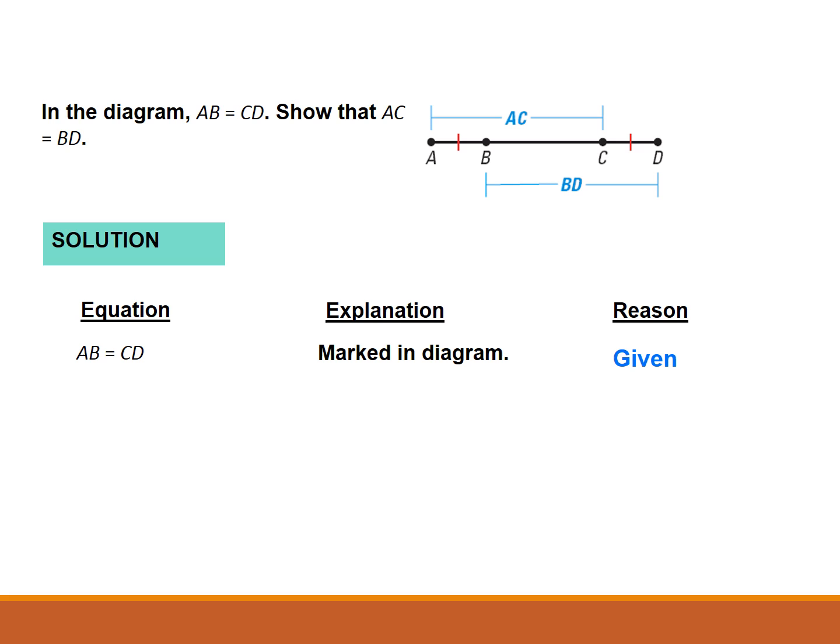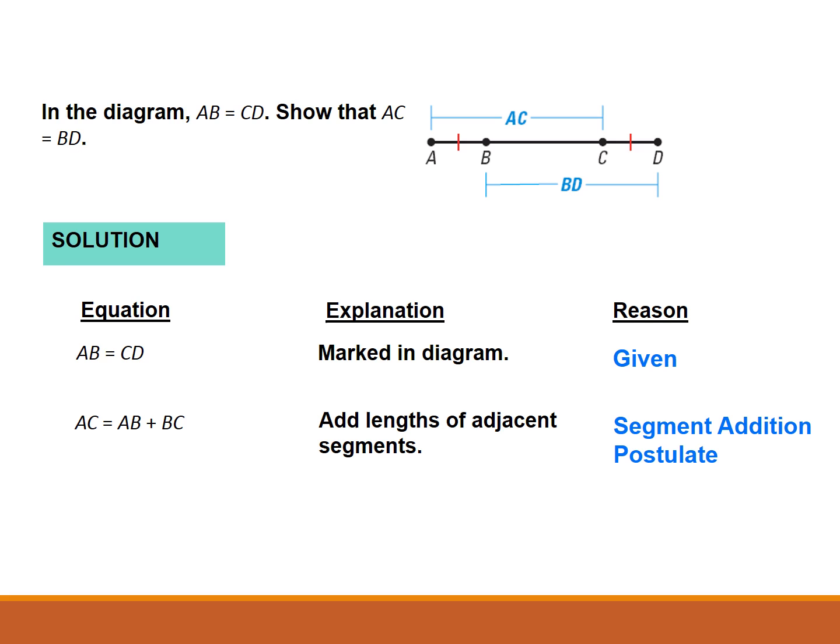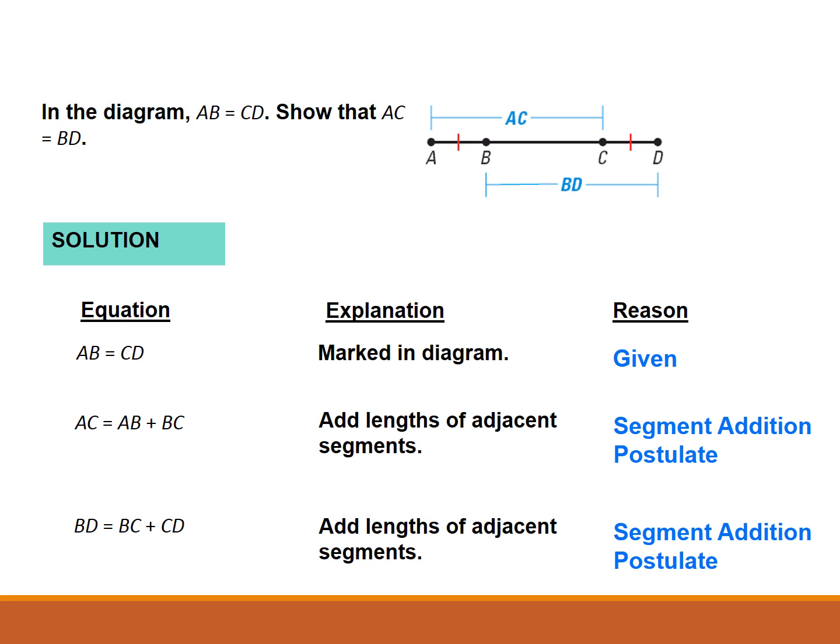Okay, now we're going to want to get AC in there. So we're going to do, adding the segments adjacent, AB plus BC equals AC. And then we're going to do CD plus BC equals BD. Remember that segment addition postulate. So again, remember that segment addition postulate.